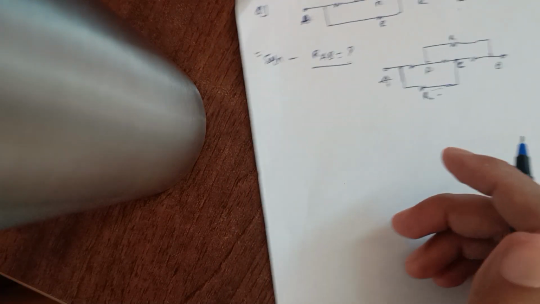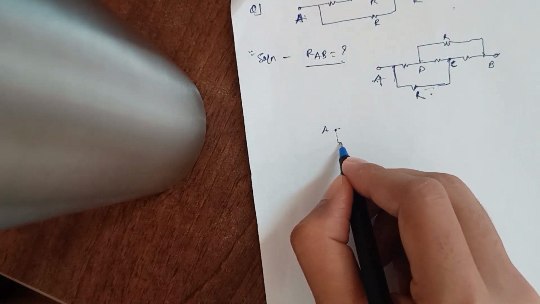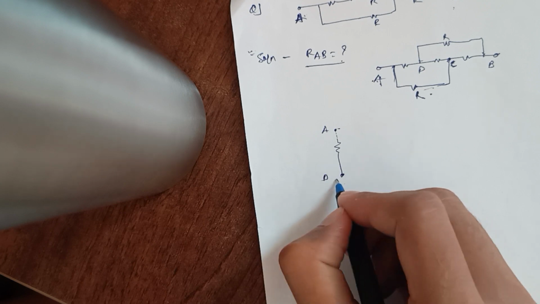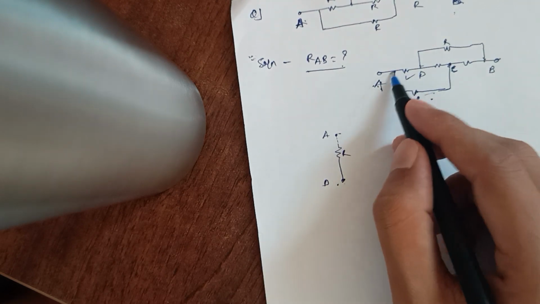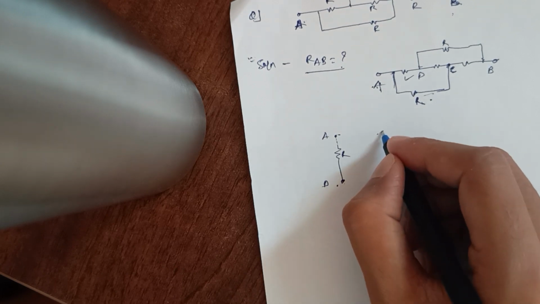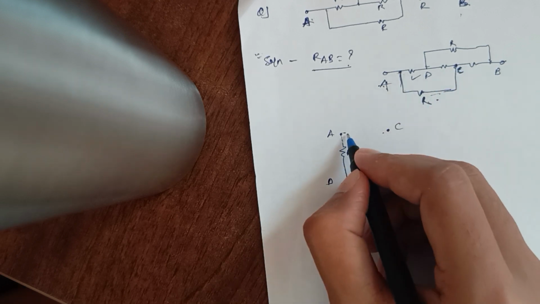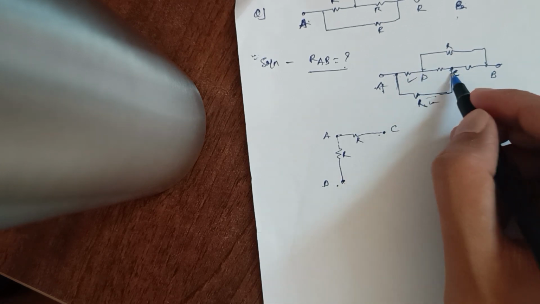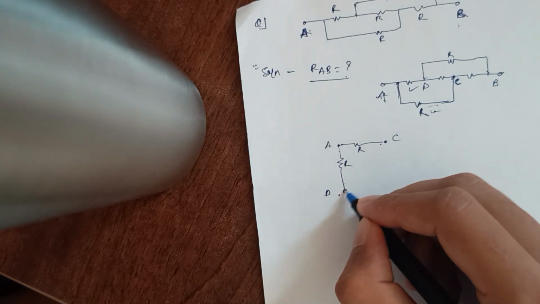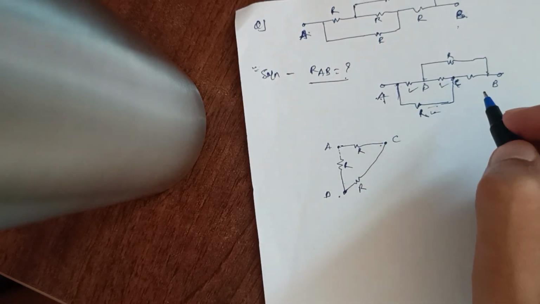So now simplify the circuit. To redraw the circuit, just assume that this is node A. Between A and D there is one resistance, we call it R. Between A and C there is one more resistance. So where is the C node? We'll just take the C node here. Between node A and node C there is a resistance, so this resistance is also gone. And between D and C there is one more resistance, right? This resistor is also gone.